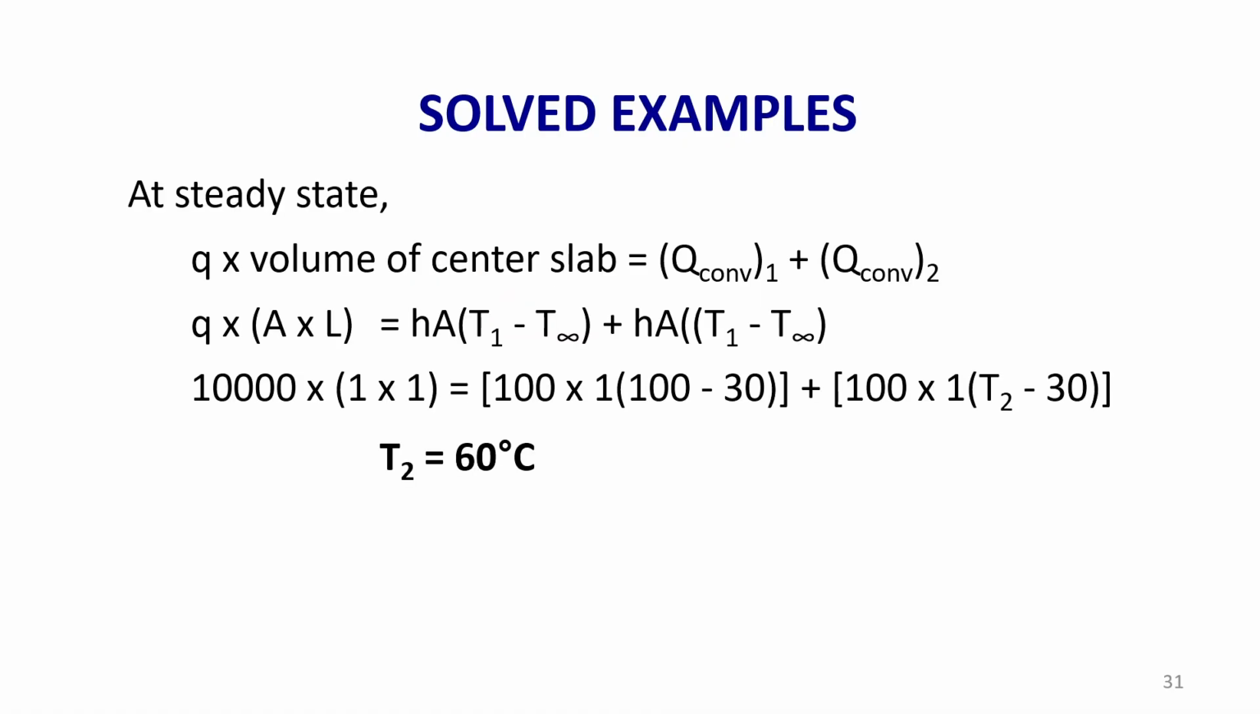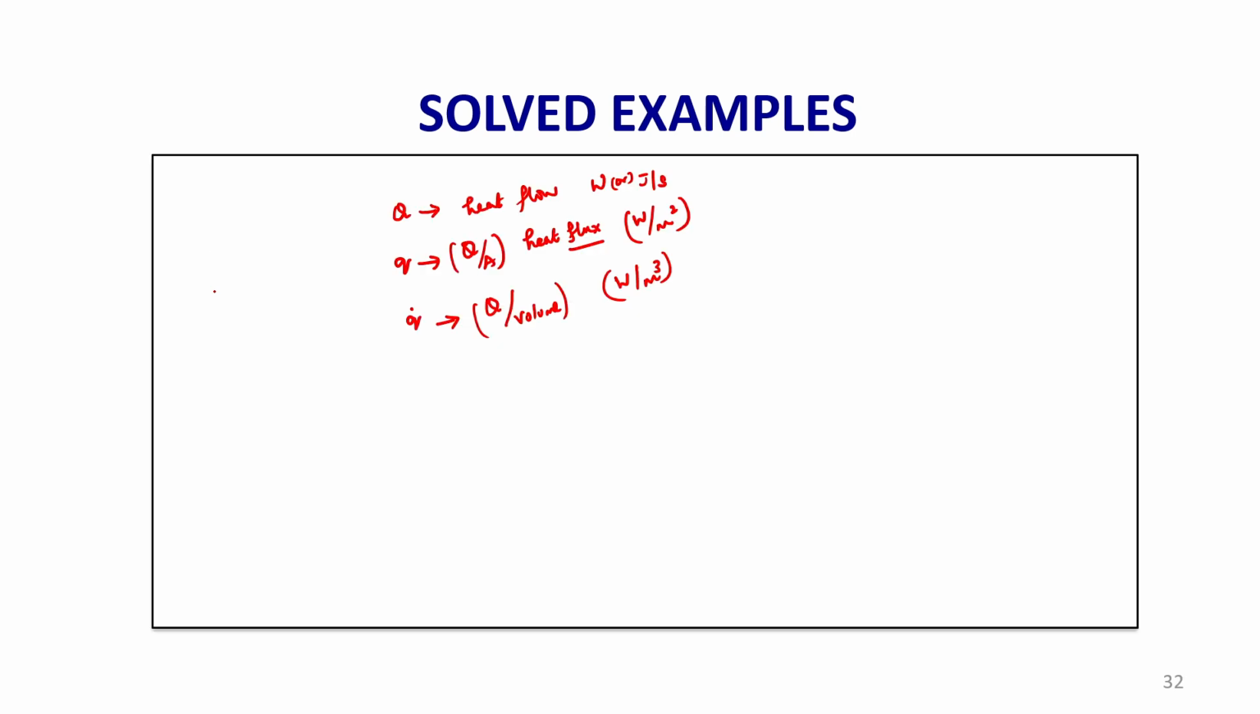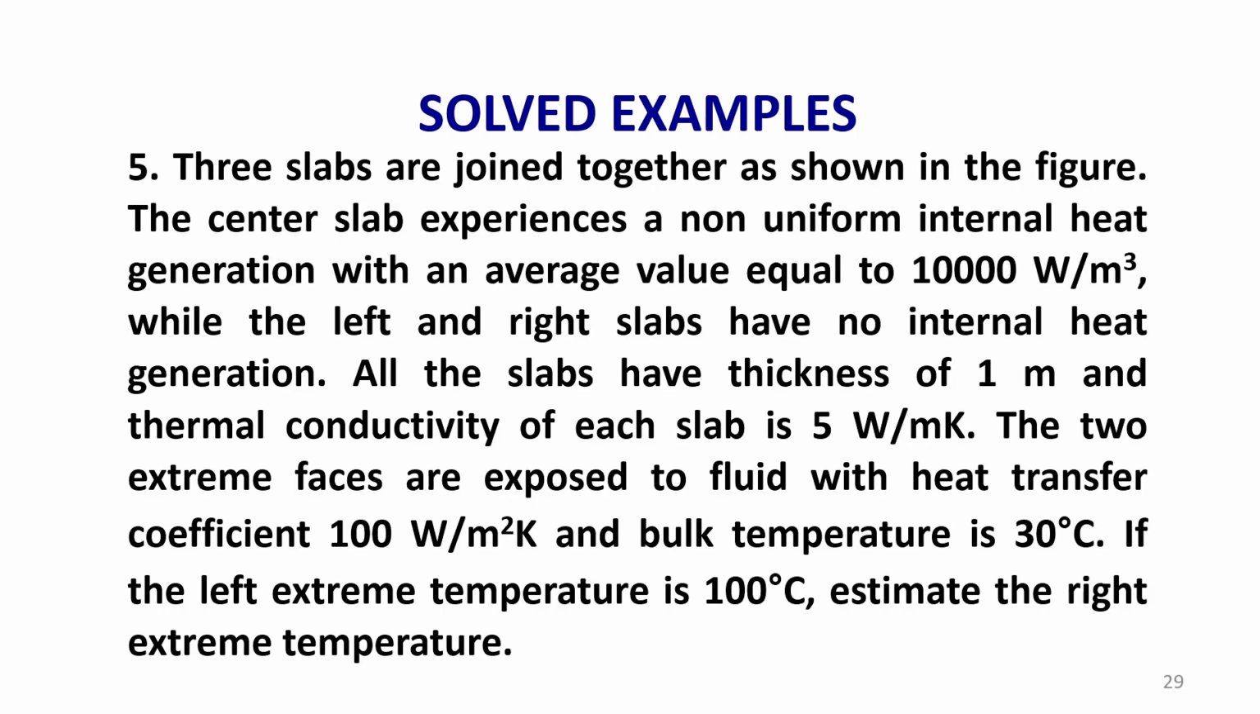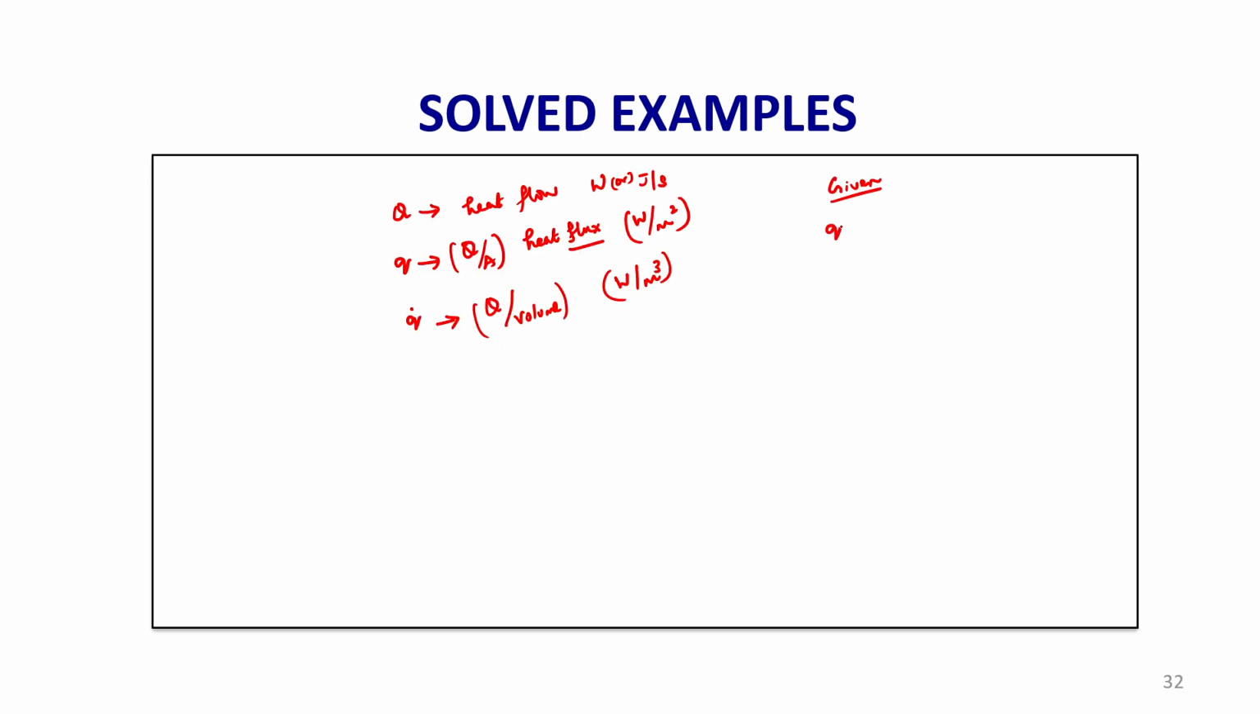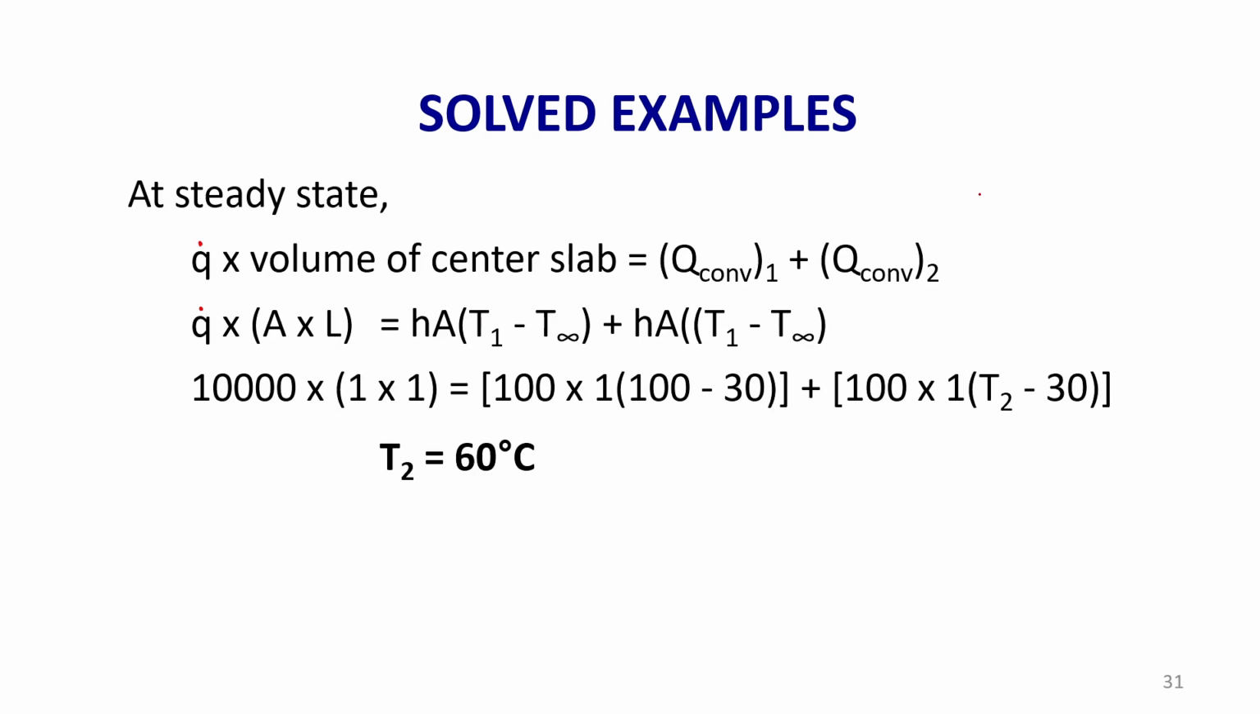Now at steady state, this will be Q dot. Here in this problem, if you look at the question, internal heat generation is given per meter cube. So, Q dot is equal to 10,000 watt per meter cube.